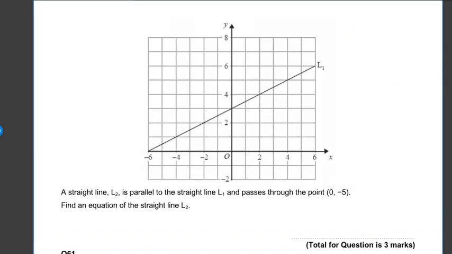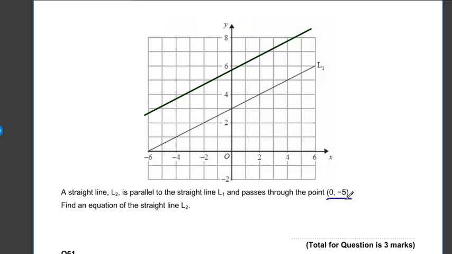Number 60. A straight line L2 is parallel to the straight line L1. So we have some line that's parallel to this. That's easy. Let's do it. There's some line that's parallel to that. We don't know if it's there, or if it's down here, so we don't know where it crosses the y-axis. But we know it's parallel.